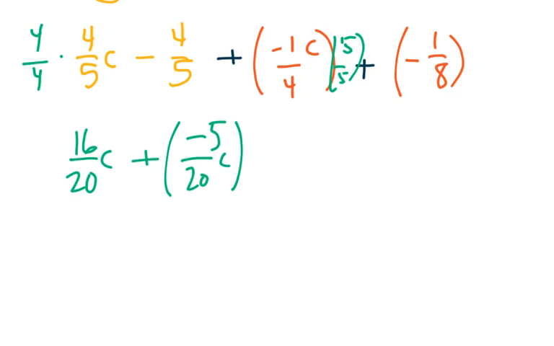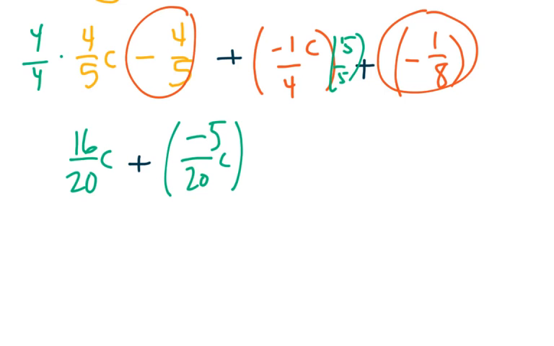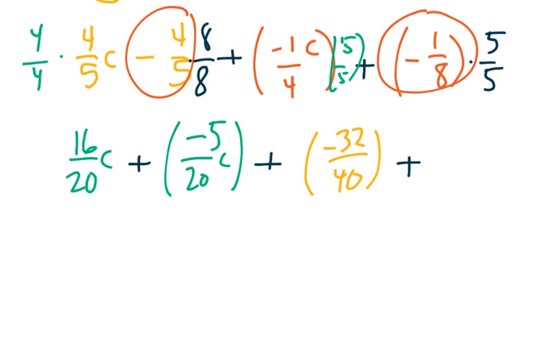Now I still have these constant terms, and I have a denominator of 5 and a denominator of 8. So what I might want to do with those is work towards a common denominator of 40. So I'll multiply here by the form of 1, 8/8, and multiply here by 5/5. So for my first term, then that gives me negative 32/40 plus, and for my last term, that gives me negative 5/40.